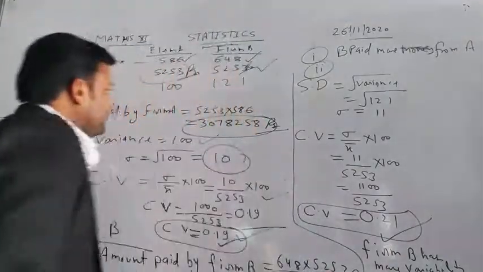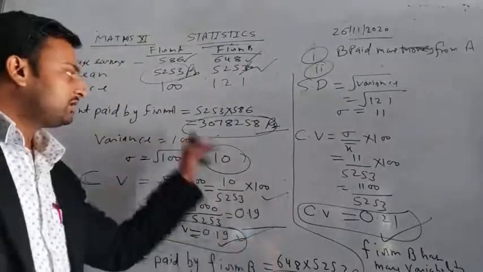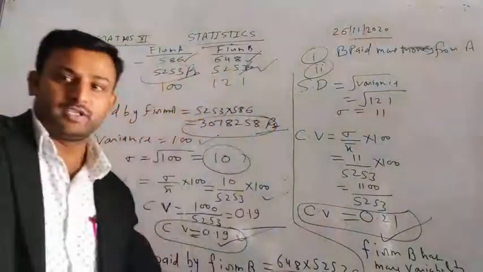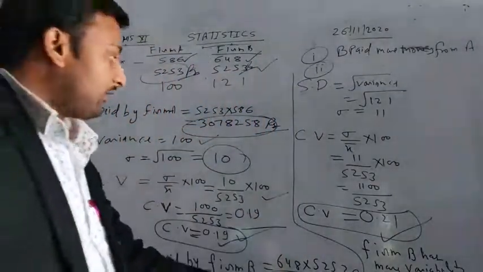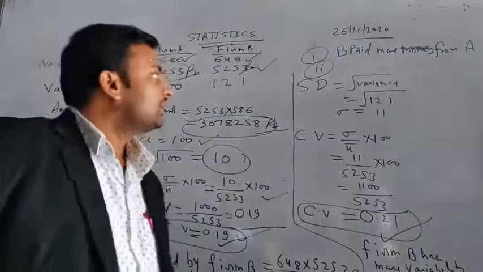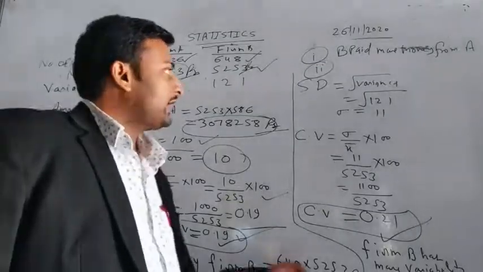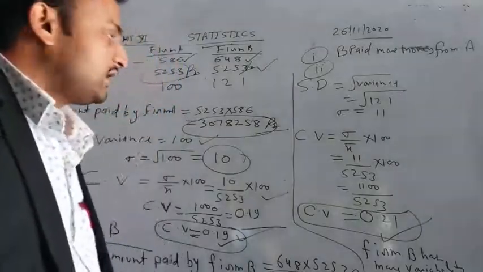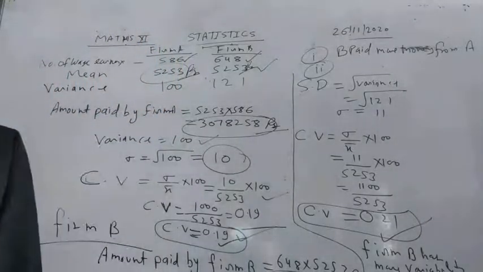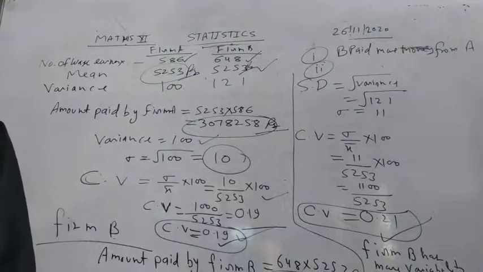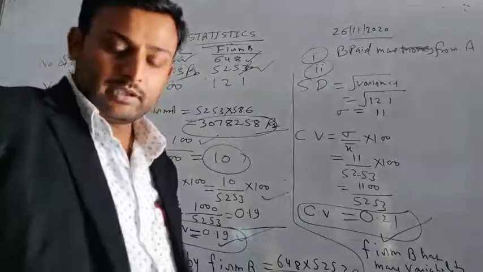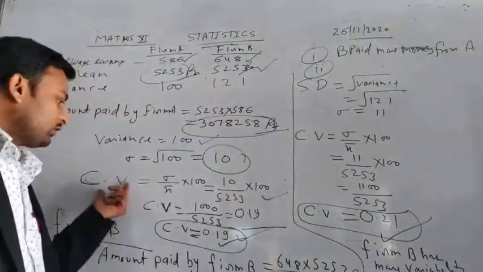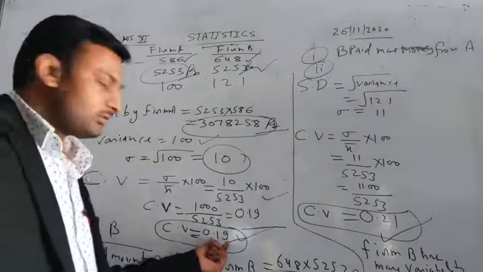Now look at this. In firm A and firm B, which is greater? Firm B paid more money in comparison to firm A. So our first part answer will be: firm B paid more money than firm A. Now our second question is, which is more variable? Which firm, A or B, shows greater variability? So for greater variability we have to find out the coefficient of variation. Now we have found that the coefficient of variation of firm A is 0.19.